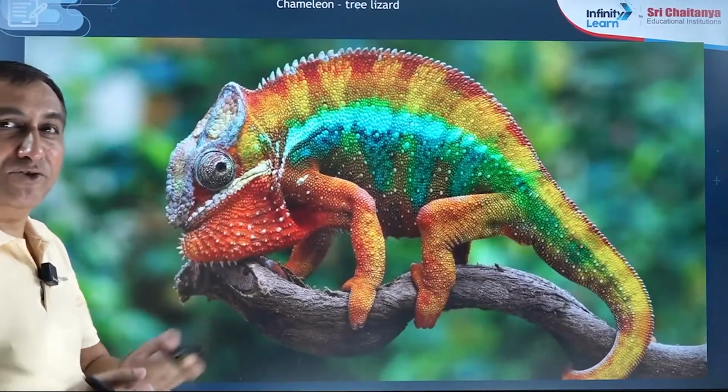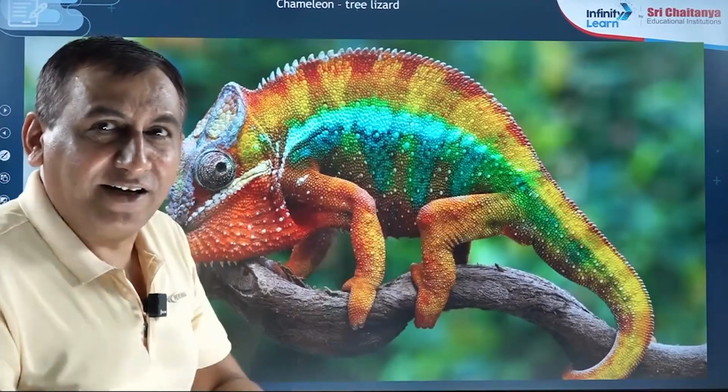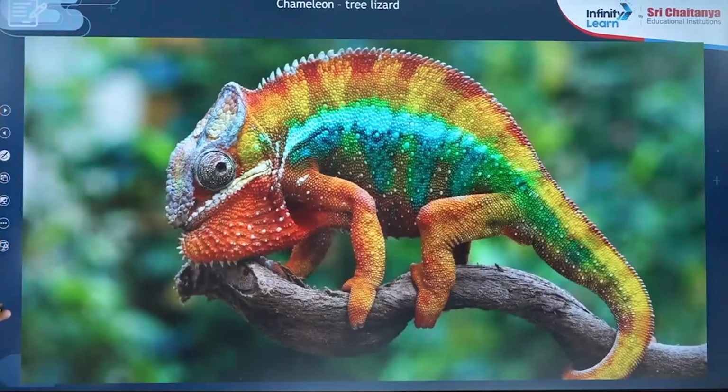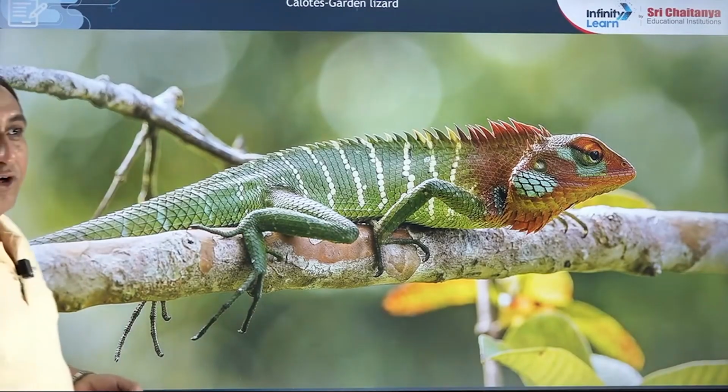So this is the one thing. What is my duty? To create interest in the subject. Then only you will read. So this is the one point. Chameleon is known as the tree lizard. Calotes is known as the garden lizard.